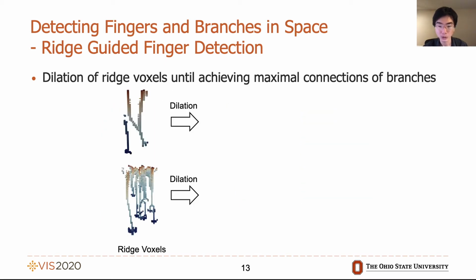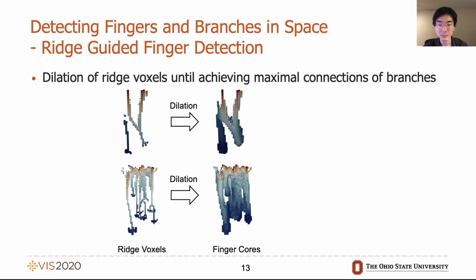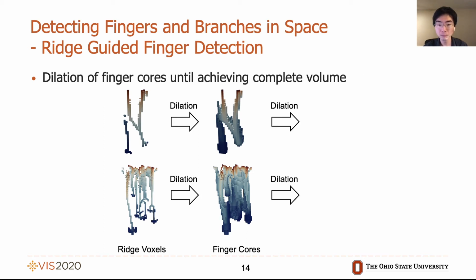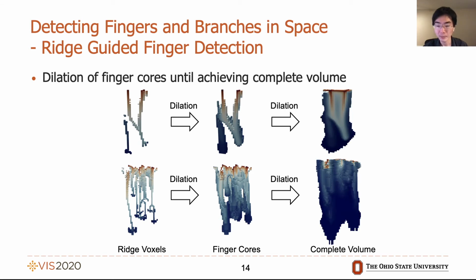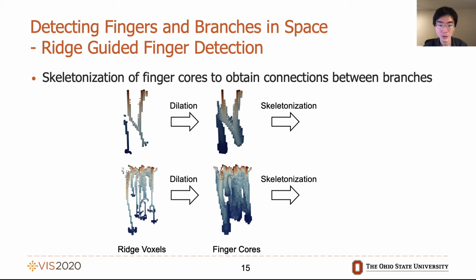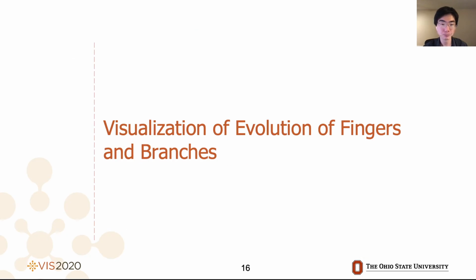We dilate ridge Voxels to recover connections between closed branches, until achieving the maximal connections of finger branches. We call these finger cores. We continue dilating the finger cores until achieving complete volume, enabling us to analyze whole fingers in space. We skeletonize the finger cores and can get the connections and height of finger branches. The skeletons can show geometric features of fingers and branches clearly.